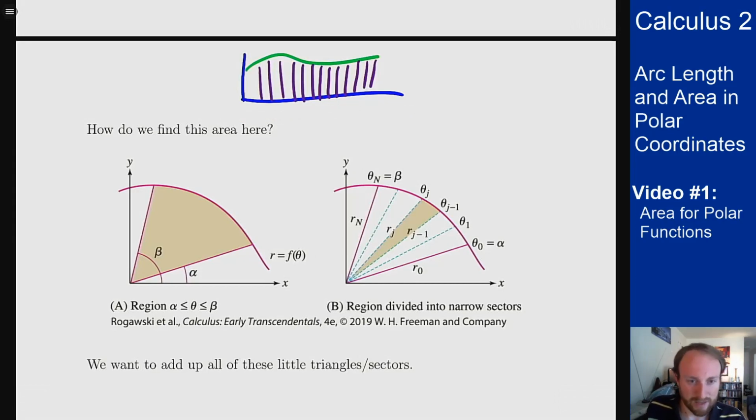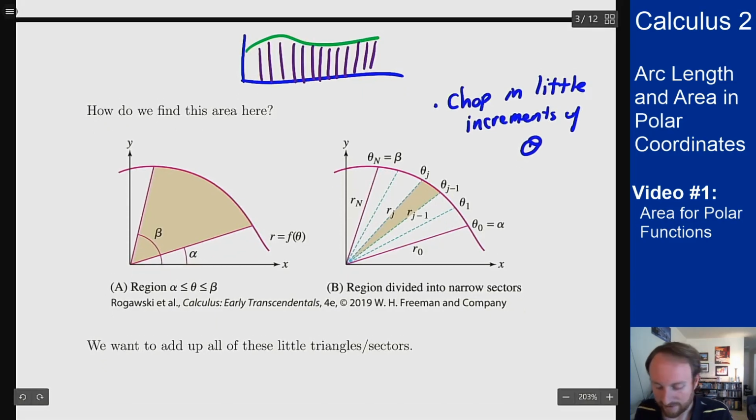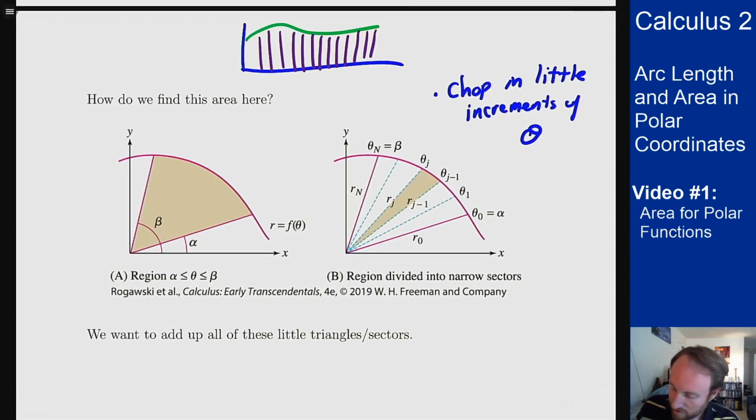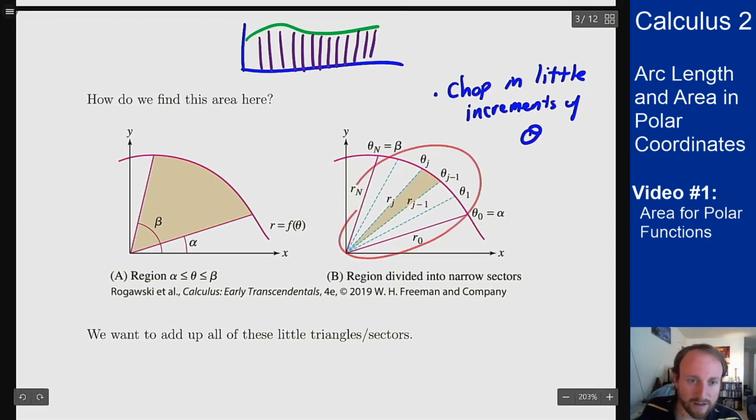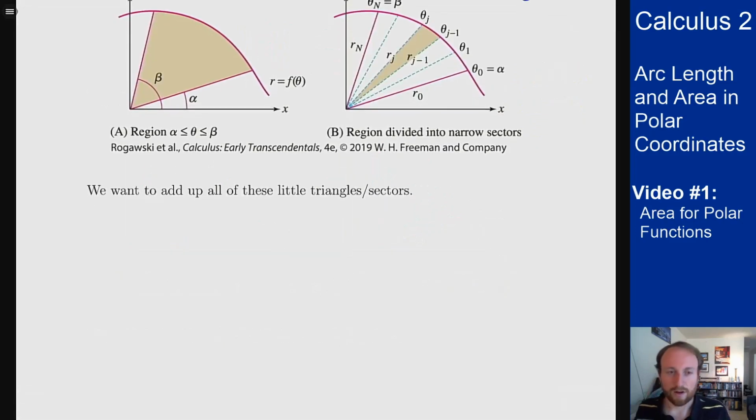Since theta is now our independent variable, we're going to chop this up into little pieces of theta. Now the difference here is that when I take these little slices, I don't get rectangles anymore. If I take a small little slice of theta, this region that I get is not a rectangle. It's more of a triangle or a circular sector than anything else. So to get to an integral to find this area, I need to figure out the area of one of those little sectors or little triangles, and then add all of those up to get my entire area. In this case, we want to figure out the area of each one of these little triangles, and that will give us a way to write an integral to find the area of this entire thing.